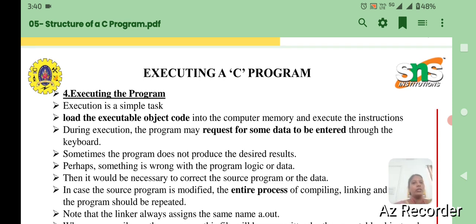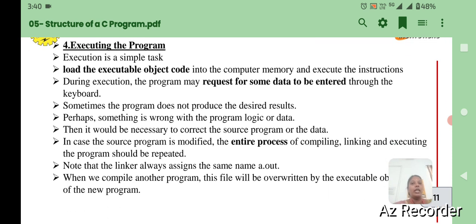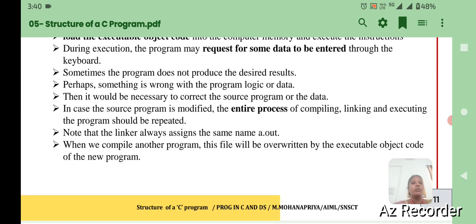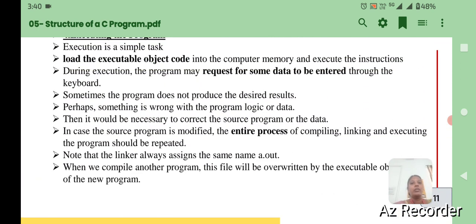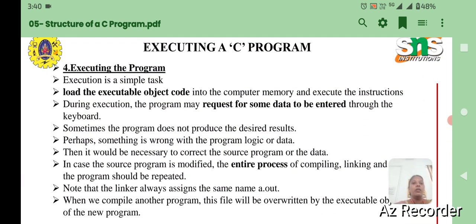During execution, the program may request some data to be entered through the keyboard as input. When we compile another program, the file will be overwritten by the executable object of that program. Then it is necessary to correct the source program or the data. These are the simple steps we follow in writing, linking, correcting, compiling and executing a C program.